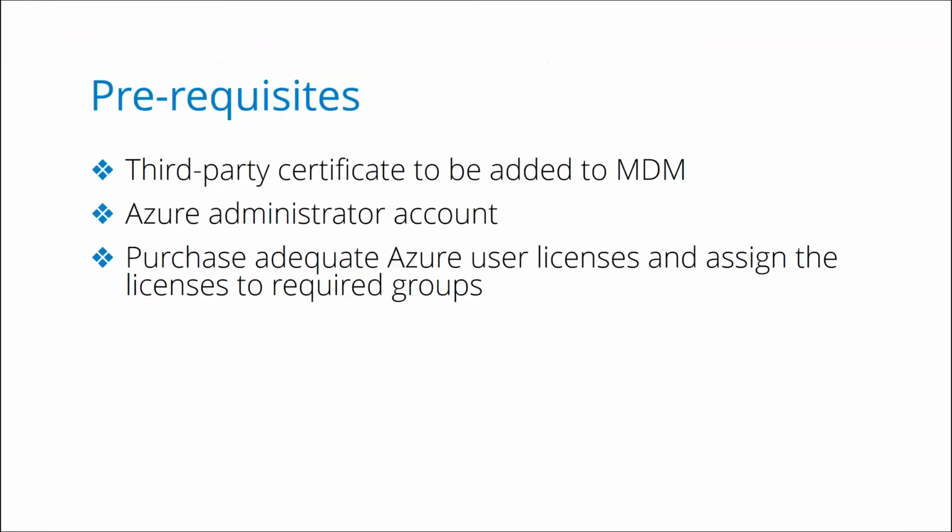So first, to integrate the MDM server with Azure Active Directory, you need to have these three conditions met. The first prerequisite, in case you have an on-premise solution, is that a third-party certificate has to be uploaded to your server for security purposes. Second, you need to have an Azure administrator account, and you also need adequate Azure licenses mapped to the groups or users. Only then can you add or onboard devices using the Azure Autopilot enrollment. So you will understand the prerequisites and the steps to perform this.